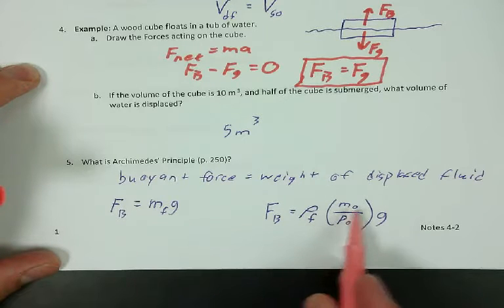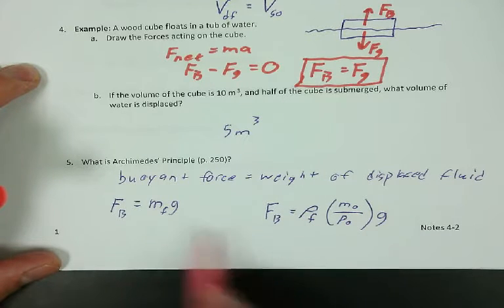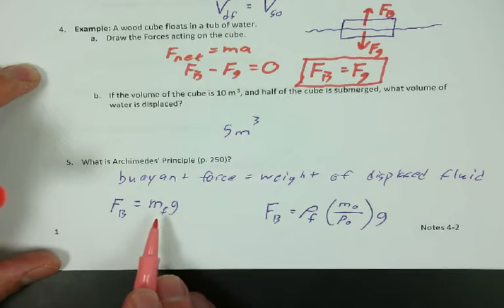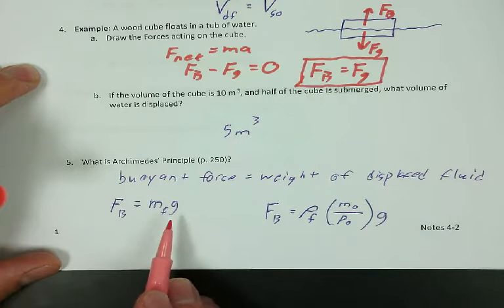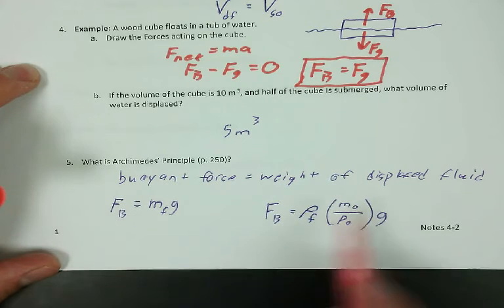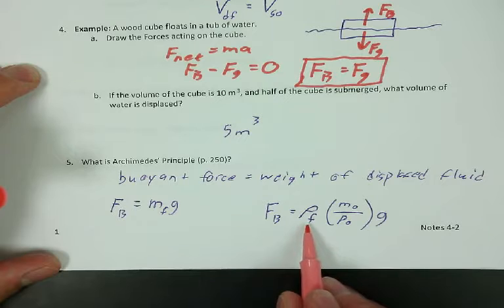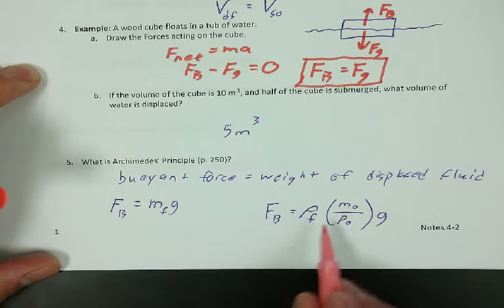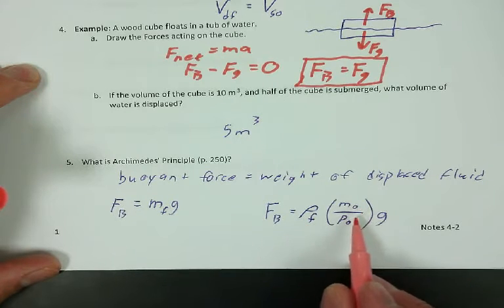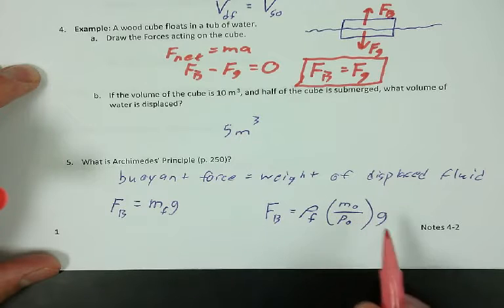And O is object. So MF is mass of the fluid. G is 9.8, acceleration due to gravity. FB is buoyant force. Rho F, so that funky P, is the density of the fluid. Mass of the object divided by the density of the object times G.